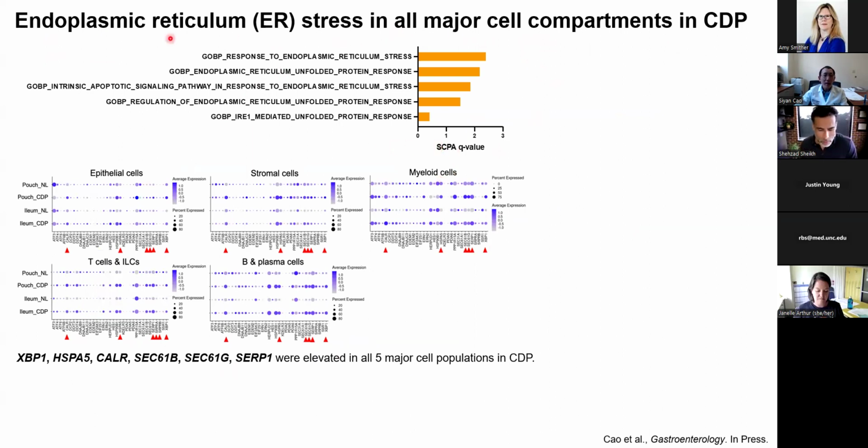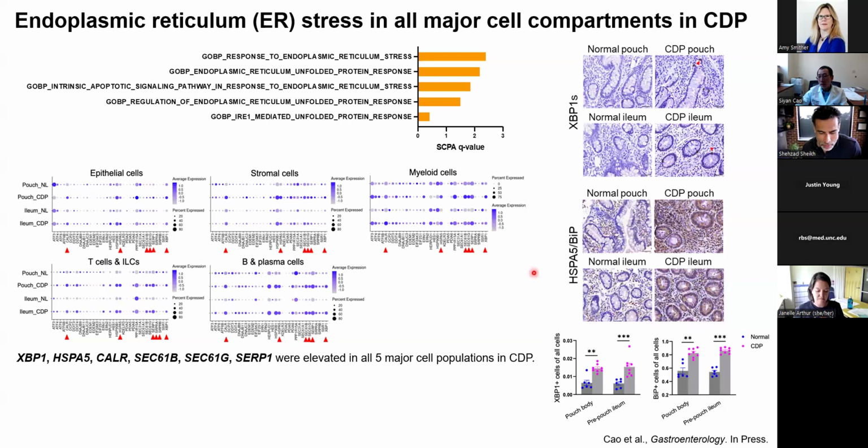And you can see the upper panel shows a pathway analysis showing ER stress and unfolded protein response activation. And in the lower panel, we show that those 6 genes were upregulated in all 5 major cell populations in CDP. We also performed immunohistochemistry to verify the upregulation of both XBP1 and HSPA5 (BiP) in the CDP tissues as compared to normal pouch and pre-pouch ileum.